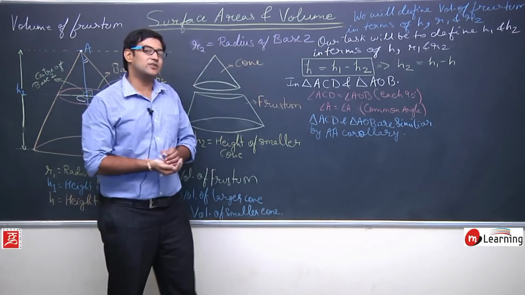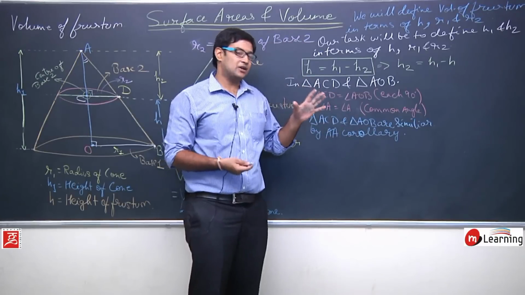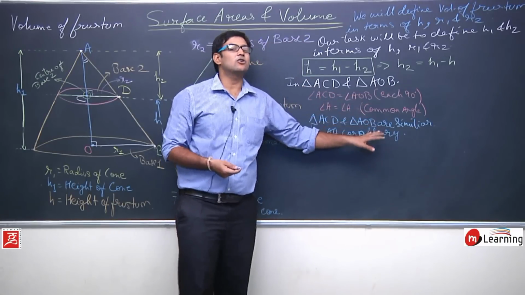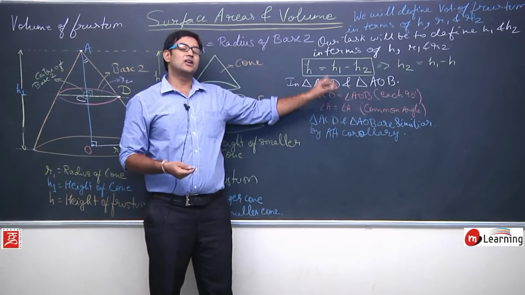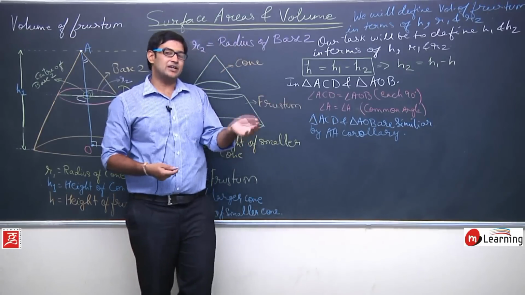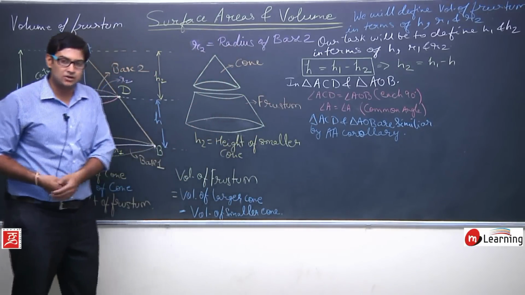In the chapter of triangles, we have discussed similar triangles, and in that chapter I told you what the AA corollary is. So by AA corollary, these two triangles are similar. If the two triangles are similar, it simply means that the ratio of their corresponding sides must be equal.